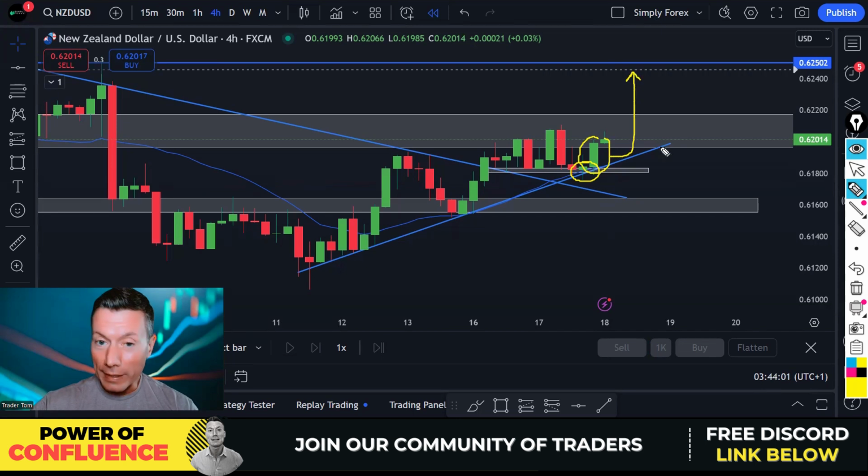I mean, we have got the Fed interest rate decision this evening, tonight. But confluence will give you the confidence to take a trade. And the more reasons you find to take a trade, the more confluence you have, the higher the probability of success of that trade. And it just instils confidence.